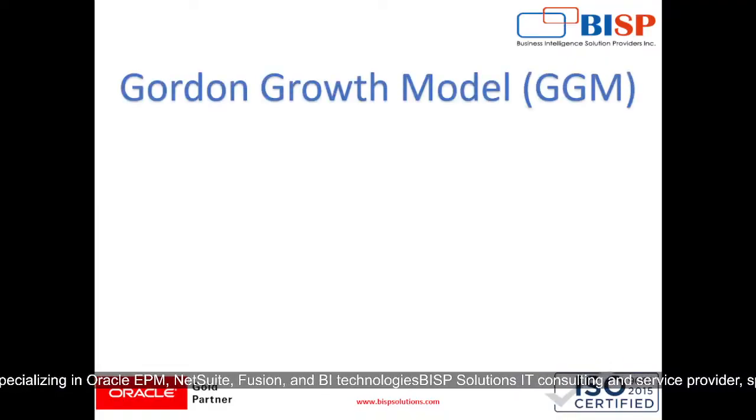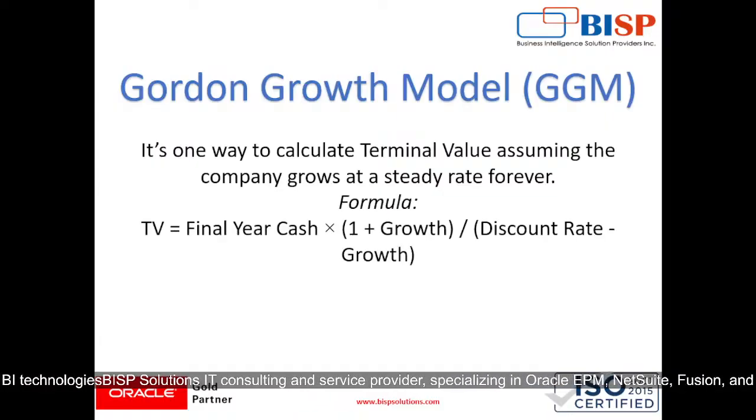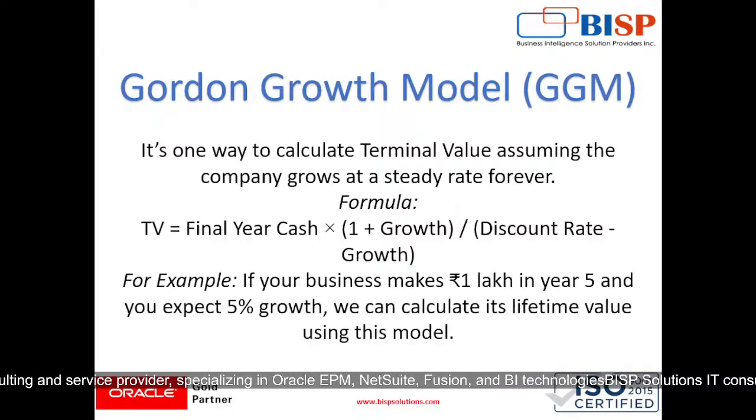Right? Then comes our Gordon growth model, which is DGM. It's one way to calculate terminal value, assuming the company grows at a steady rate forever. The formula says terminal value equals final year cash into 1 plus growth, upon discount rate minus growth, right? If my business is making 1 lakh rupees in year 5 and we expect 5% growth, we can calculate its lifetime value using this Gordon growth model, right?